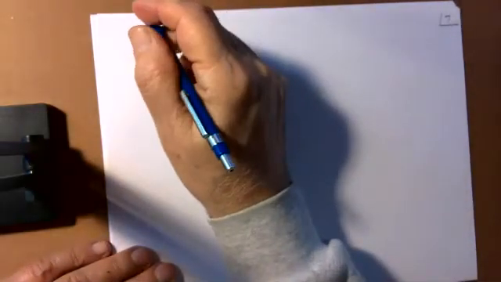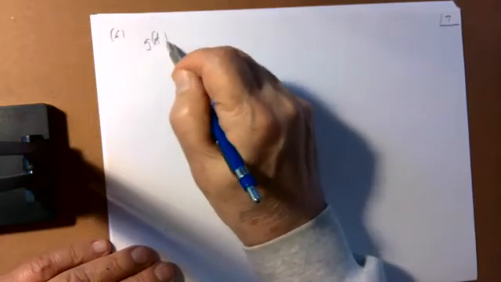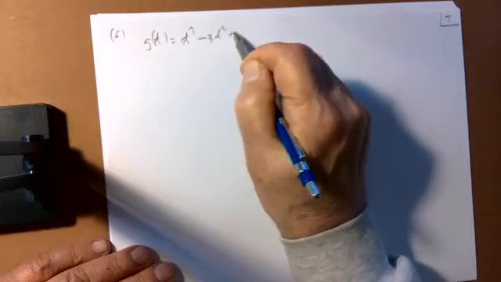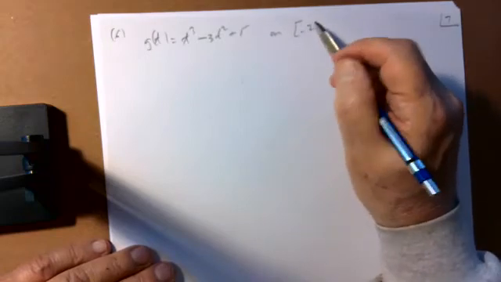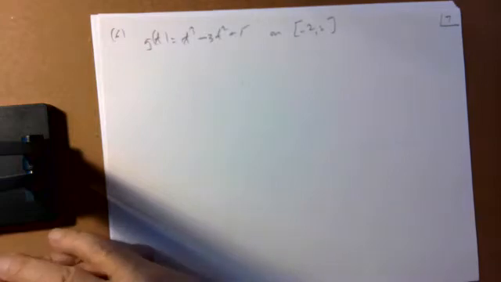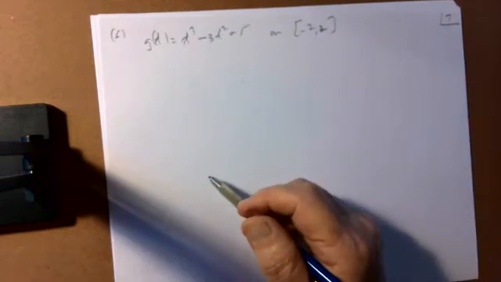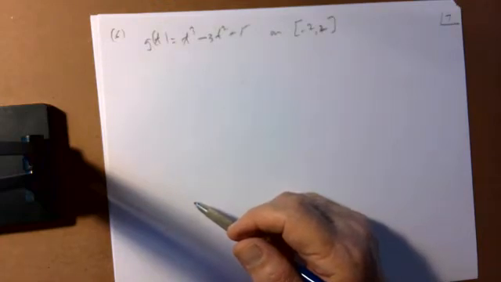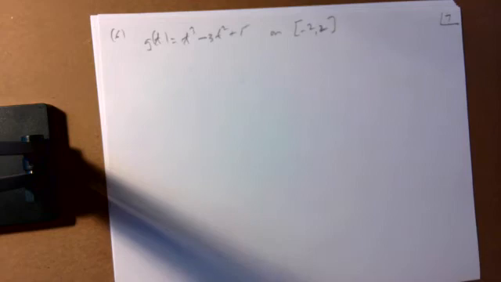So this is problem 6. We have the function g of t equals t cubed minus 3t squared plus 5 on the closed interval from -2 to 2. And we want to find the absolute extrema.